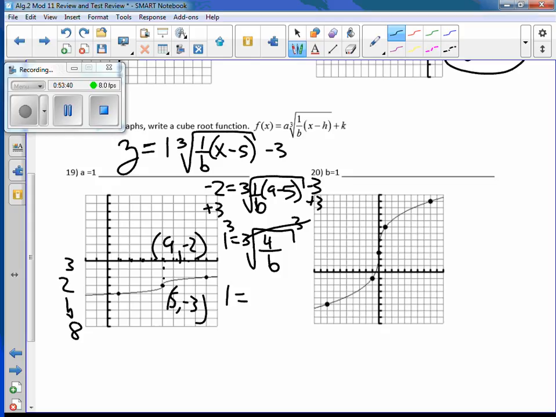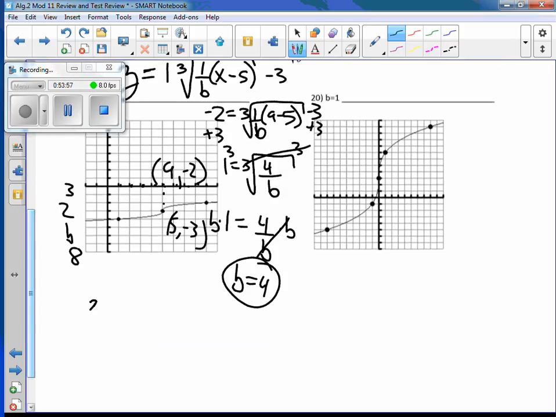All right, so 1 equals 4 over b. Multiply both sides by b, and we get b equals 4. And so what's going to go in my denominator right here in this equation? We're going to get y equals the cube root of 1 over, excuse me, that should be a 4. And so this should be x minus 5 and minus 3.